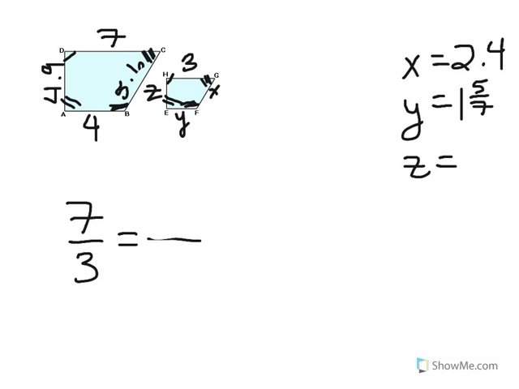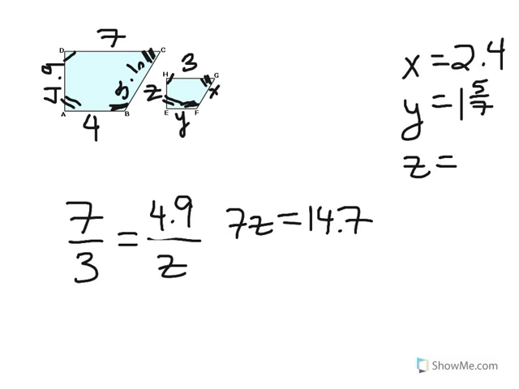So we're looking for z, and the side that corresponds to the side with a length of z has a length of 4.9. The same process again. Cross multiply: 7 times z equals 3 times 4.9, which is 14.7. Divide both sides by 7. We discover that z is 2.1. So we have now solved for all the missing lengths of the sides of the smaller trapezoid.